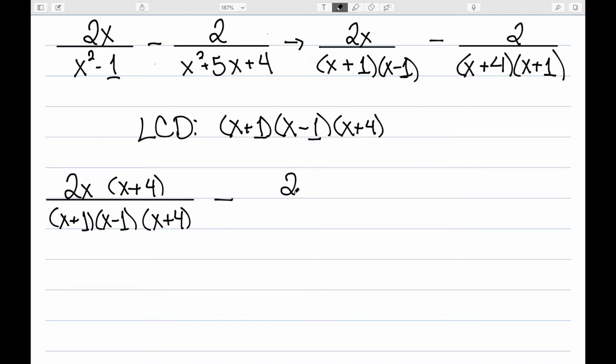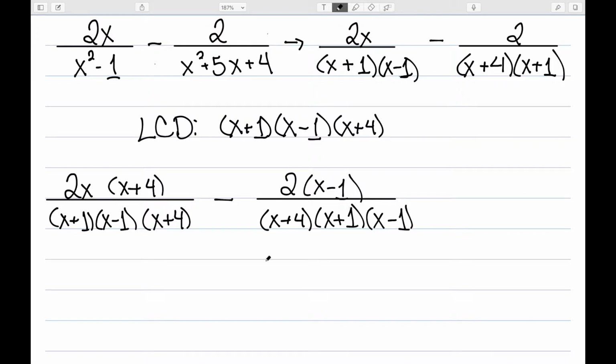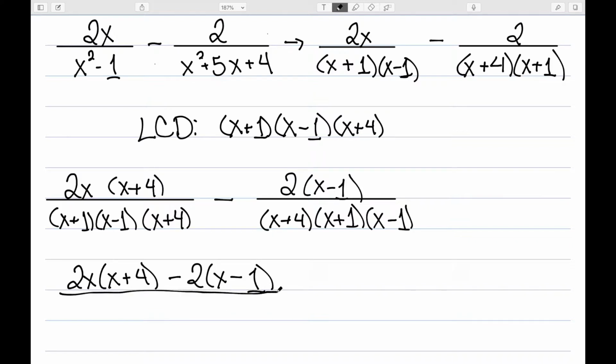Minus, the second fraction has a 2 on the top. It already has the x plus 4 and the x plus 1, but it's missing the x minus 1. So we'll include an x minus 1 on the top and the bottom. I'm now going to rewrite this. Since they have a common denominator, I can take the top of the first one minus the top of the second one. So 2x times x plus 4 minus 2 times x minus 1 all over my common denominator, which was x plus 4, x plus 1, x minus 1.